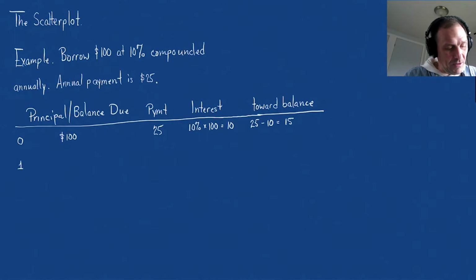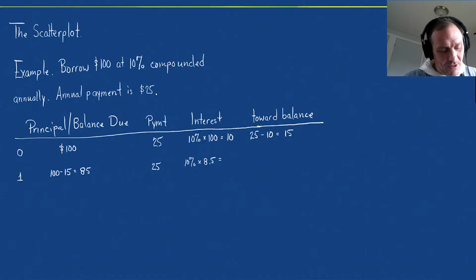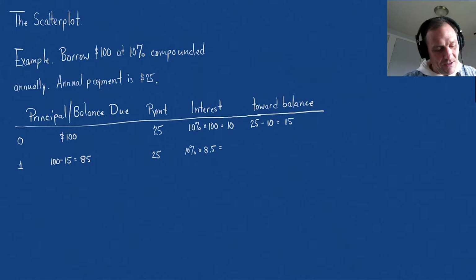So at the beginning of year 1, we now owe 100 minus the $15 that was paid towards the loan. So we now owe $85. At the end of year 1, we're going to make another $25 payment. This time, we're going to round our interest payments to the nearest dollar. So this time, I have to pay interest. Well, this time it's going to be 10% times the balance of 85. Sorry, I kind of gave that answer, didn't I?